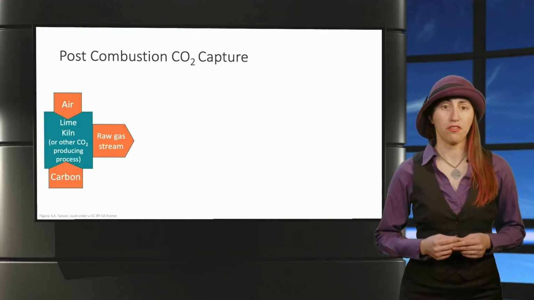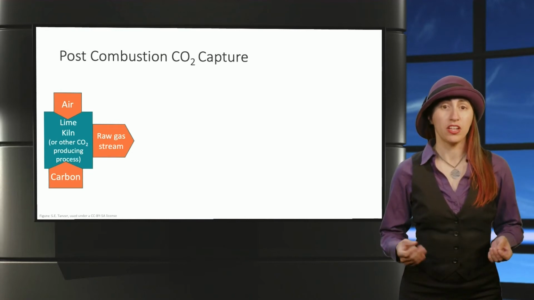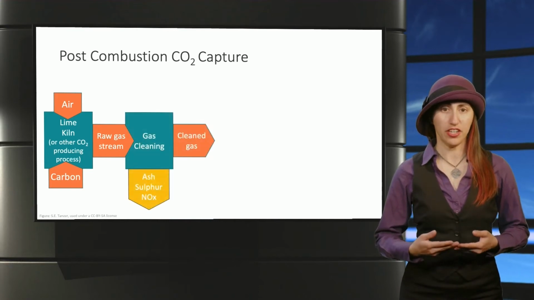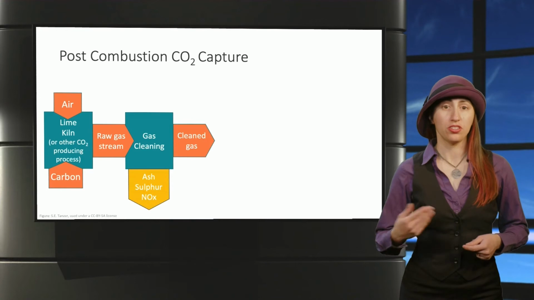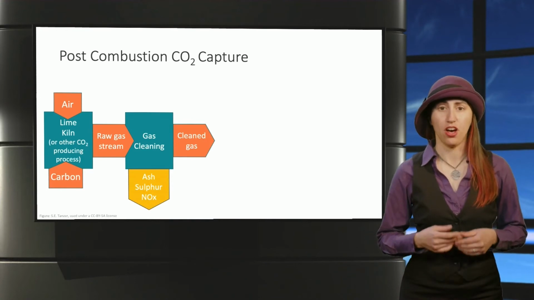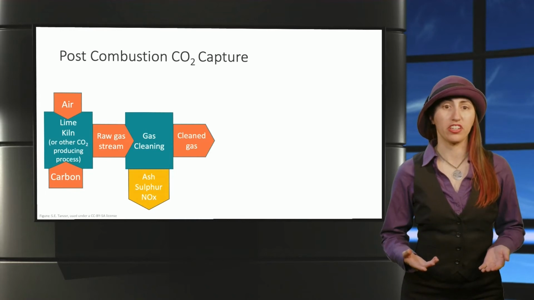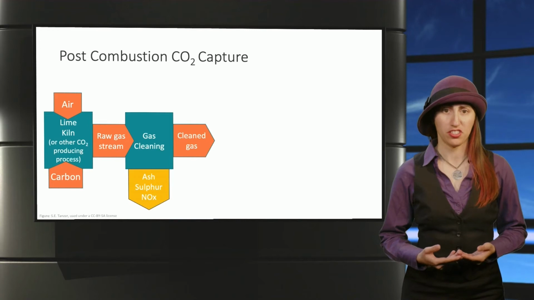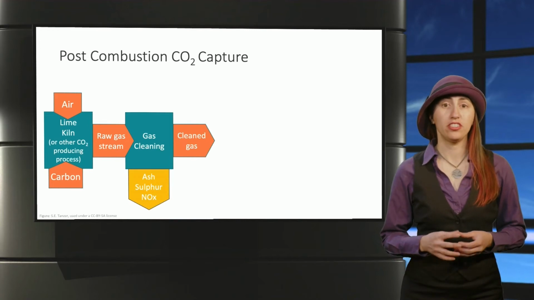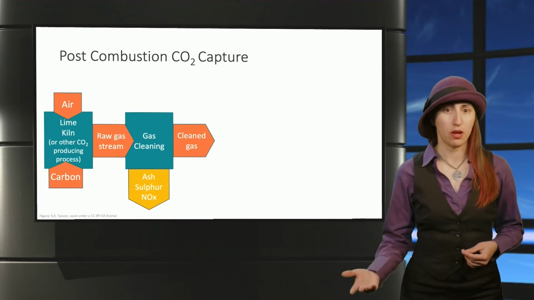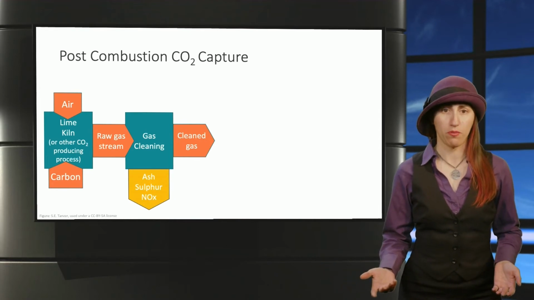Post-combustion capture separates the carbon dioxide from a gas stream, such as the flue gases from a lime kiln. First, the gas is cleaned, removing particulate matter, sulfur, and nitrogen oxides. This gas cleaning process is often required to meet environmental regulations, and so may be pre-existing in many industrial processes. This step also makes CO2 separation easier by removing contaminants that can interfere with separation or damage equipment or chemicals.